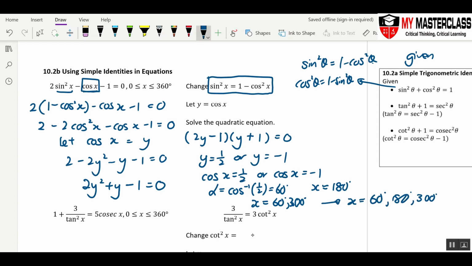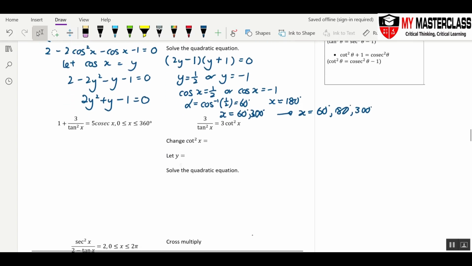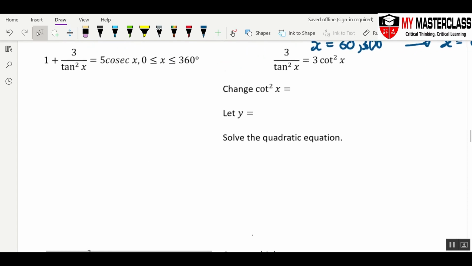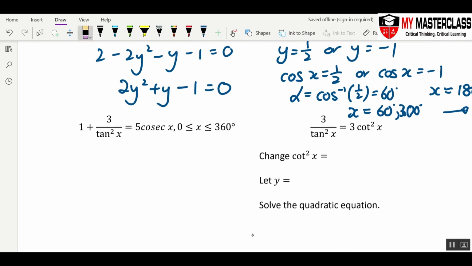So this is using the first identity. Then next, how do I know when I need to use the other identities? Again, always observe: 3 over tangent square. When tangent square is a denominator, it means it's a reciprocal. This will become 1 plus 3 cotangent square x equals 5 cosecant x.